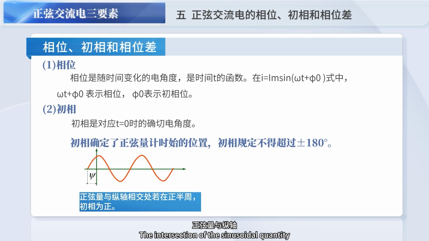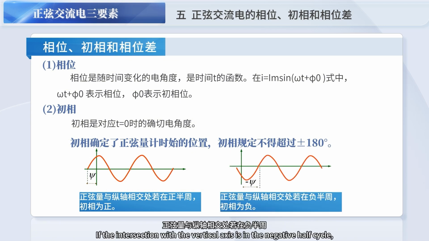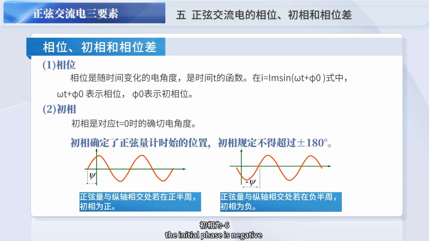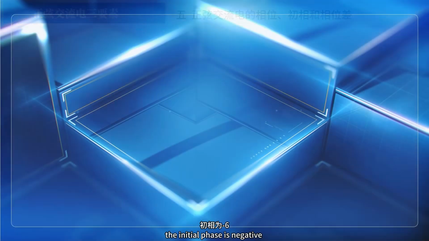If the intersection of the sinusoidal quantity and the vertical axis is in the positive half cycle, the initial phase is positive. If the intersection with the vertical axis is in the negative half cycle, the initial phase is negative.